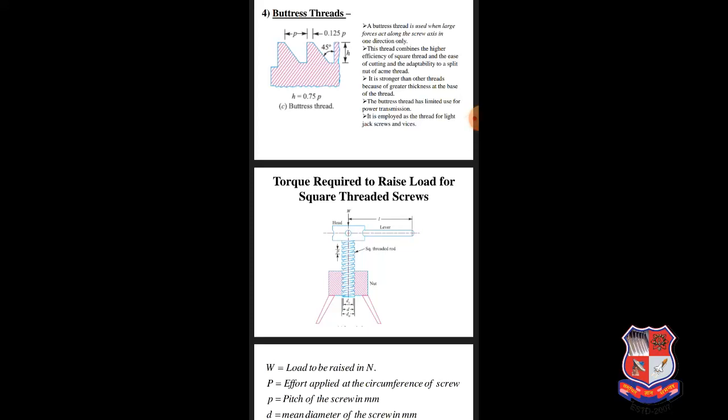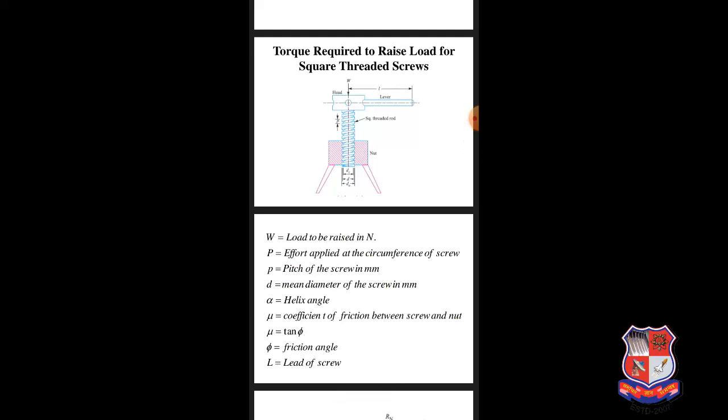Now, the most important thing is the characteristic of the thread, that is raising or lowering the load. So, let us now understand the torque which is required to raise the load for square threaded screws. For this, the diagram is shown. The important elements are head, lever, square threaded rod, nut and the body. As you can see in the diagram, W is the load which is to be raised. P is the effort applied at the circumference of the screw. Small p is the pitch of the screw. D is the mean diameter of the screw.